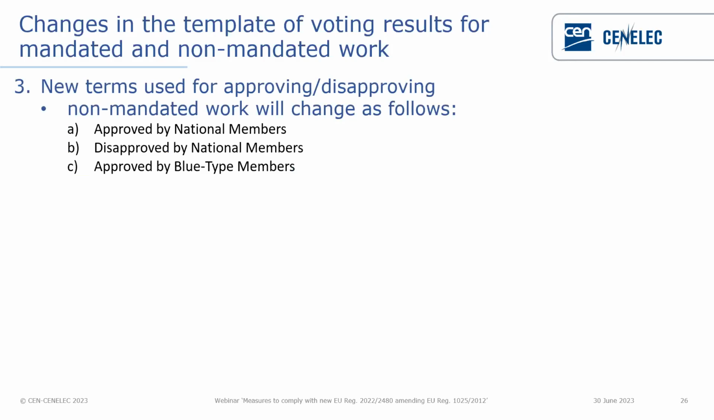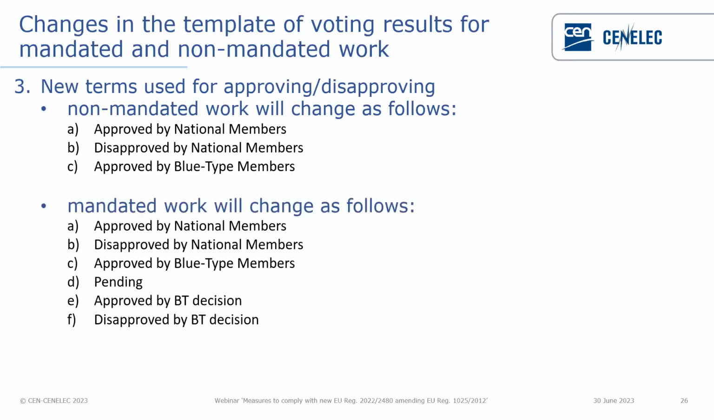Then the third change is the terms that I use for approving or disapproving. For non-mandated work, you have approved by national members, disapproved by national members, approved by blue type members for CEN and CENELEC. While for mandated work, you will have approved by national members, disapproved by national members, approved by blue type members, identical as above, but then you have the concept of pending, a decision is pending. And then after the pending, that work item can be approved by VT decision or disapproved by VT decision.